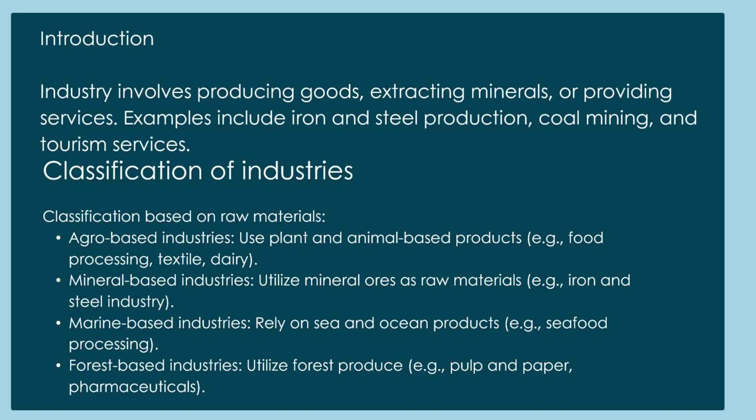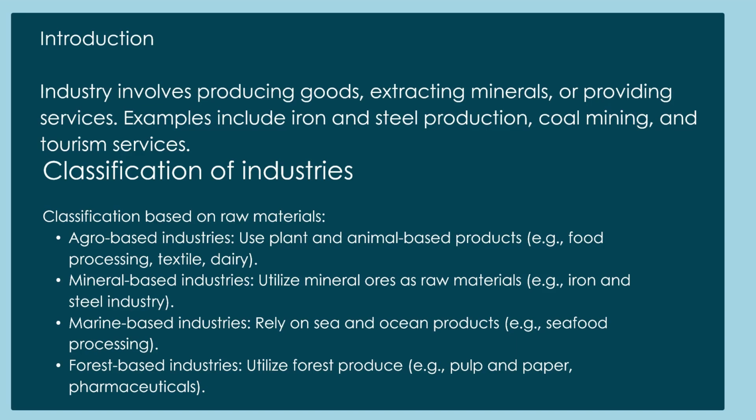Classification based on raw materials. First one is agro-based industries. They use plant and animal-based products, for example, food processing, textile, and dairy. Mineral-based industries utilize mineral ores as raw materials, for example, iron and steel industry. Third one, marine-based industries. They rely on sea and ocean products, for example, seafood processing.